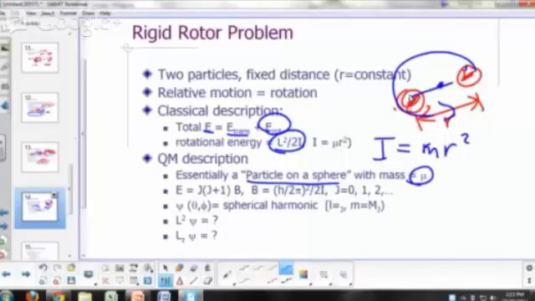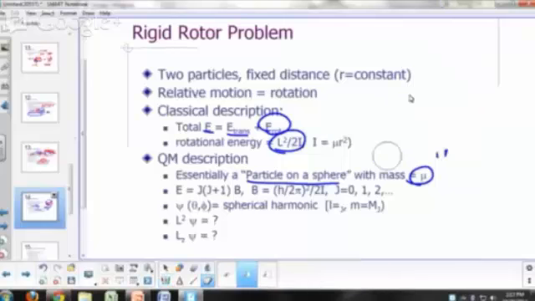So this problem effectively is a particle on a sphere problem, except that instead of mass here, since we're dealing with two particles, the particle on a sphere in this case is a fictitious particle that has a mass equal to whatever the reduced mass is of those two particles. Okay, so the quantum mechanical treatment of this problem will give you pretty much the same solution as a particle on a sphere.